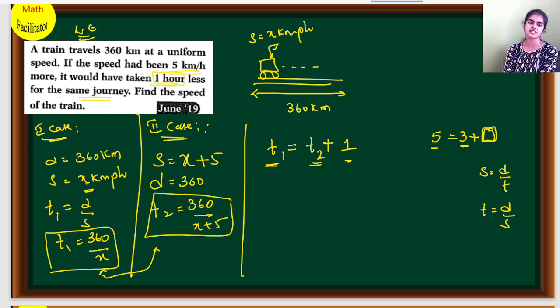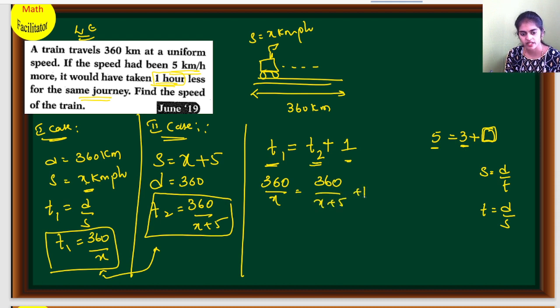So that plus something is nothing but what is given to you in the question. Here it is 1 hour. So now substitute what is T1. It is 360 by x equal to T2, which is 360 by x plus 5, plus 1. Why am I telling you this procedure? This method will help you make fewer mistakes, because many of them will explain it with the statement.